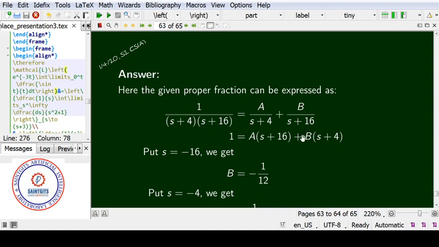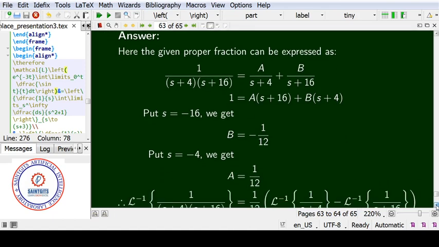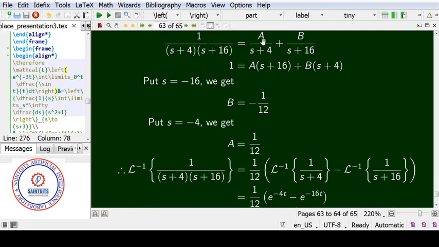Now we are going to find a. For that I put s equal to minus 4. So this term gets cancelled. So minus 4 plus 16, again 12. 12a is equal to 1, or a is equal to 1 by 12. Now we put a equal to 1 by 12 and b equal to minus 1 by 12 here. In both the terms we have 1 by 12, take it outside. So when we take 1 by 12 outside, a is positive, so here we have 1, and in the place of b we have minus.